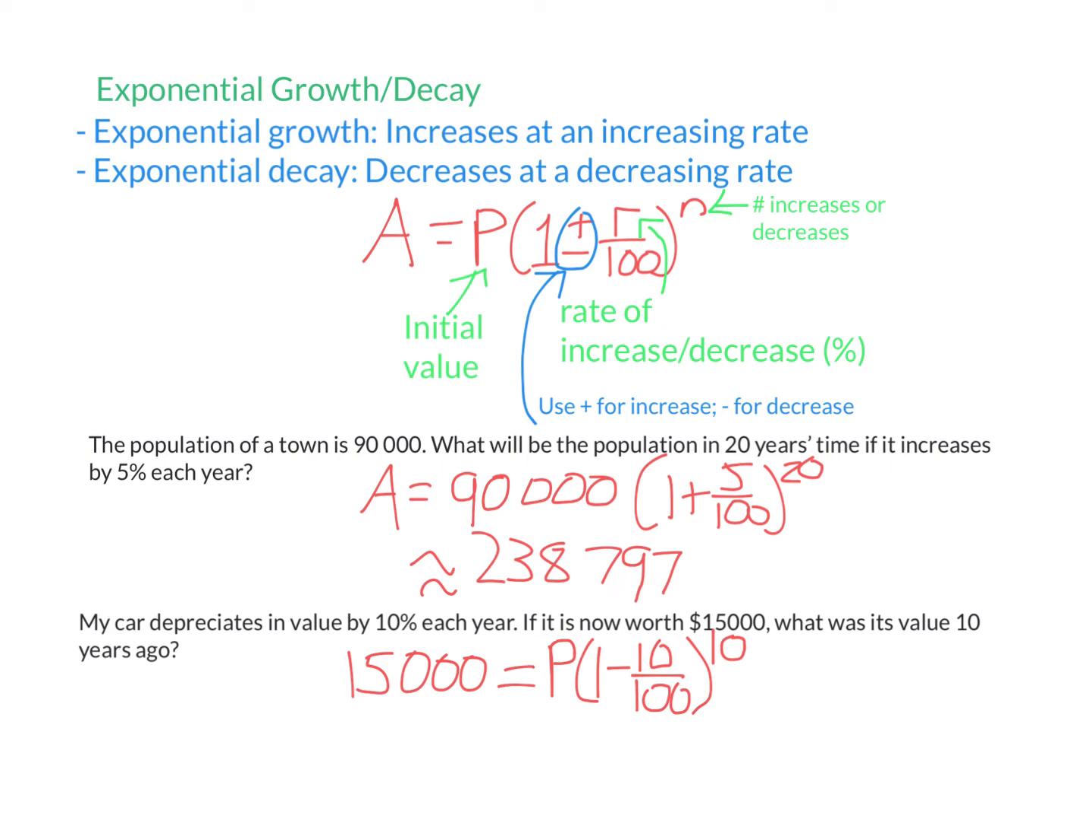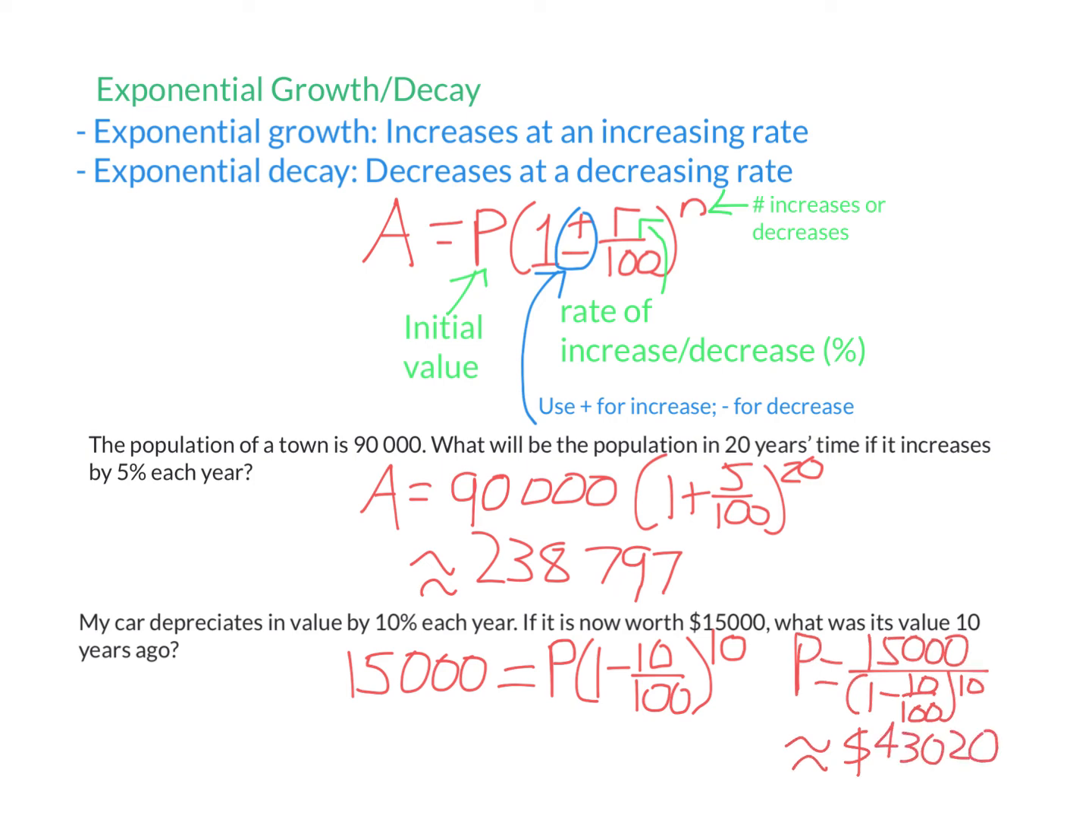So I want to solve this for p to find the initial value. This might look like a complicated equation to solve, but it's actually pretty simple. 15,000 equals p times some number. We don't know it off the top of our heads, but it's just a number. So p is just going to be 15,000 divided by this number.